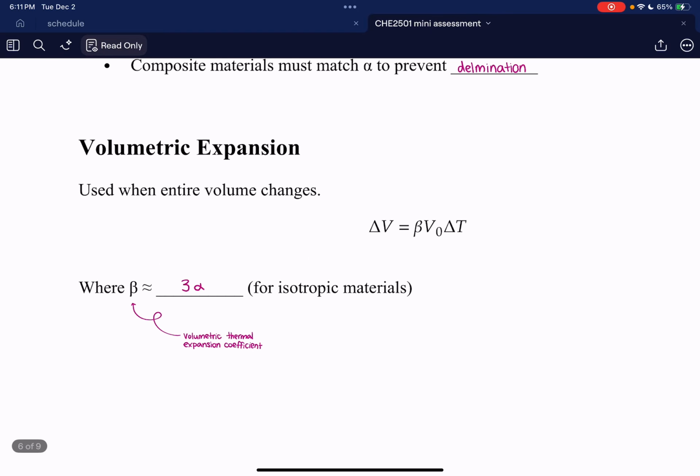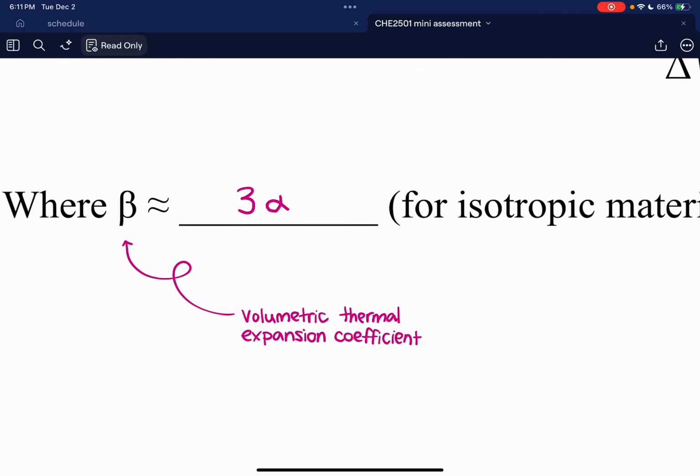Volumetric expansion is used when the entire volume changes. So we have delta V equals beta V naught delta T, where beta is equal to 3 times the linear expansion coefficient, and beta is otherwise known as the volumetric thermal expansion coefficient.